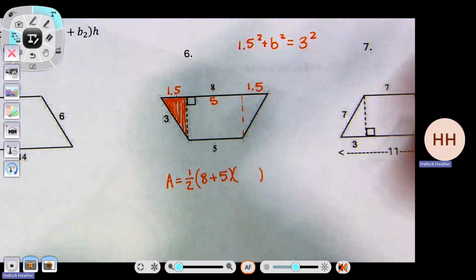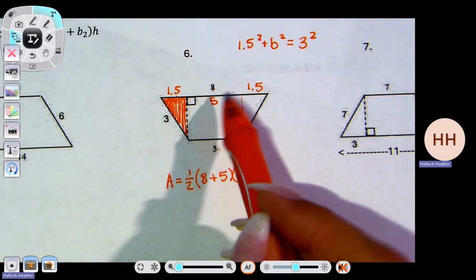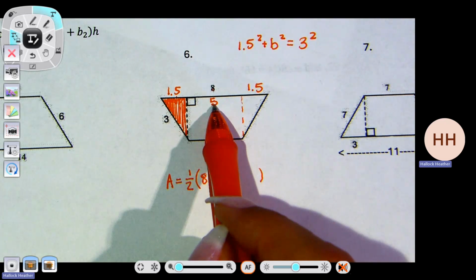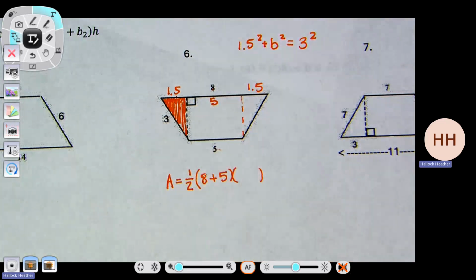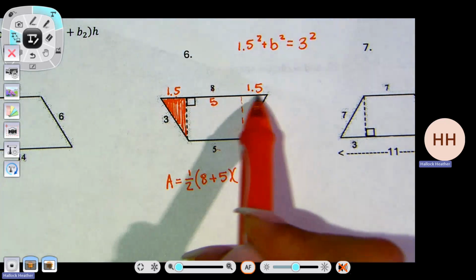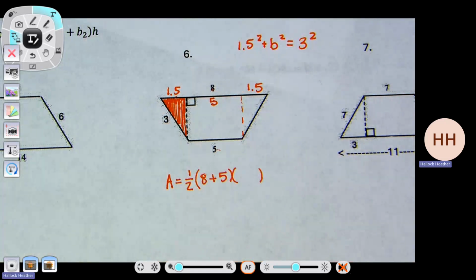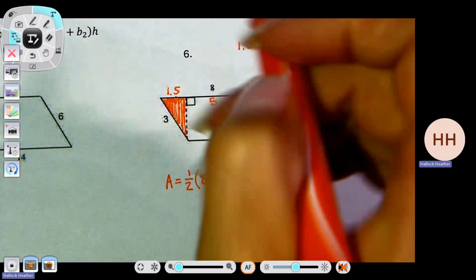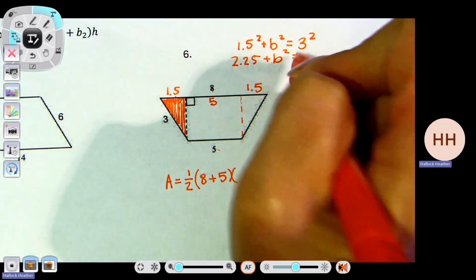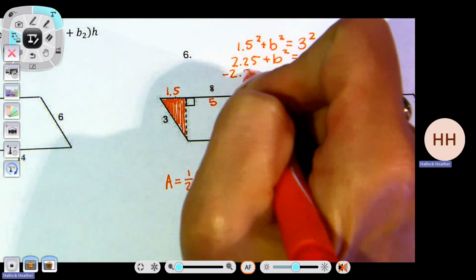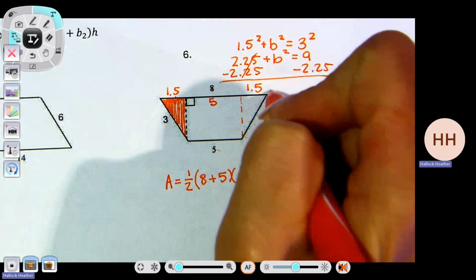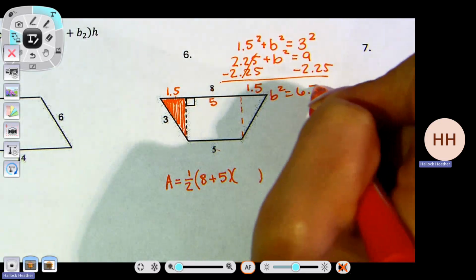So if I take 5 and I scoot it up here, the whole thing is 8. If I minus 5 and 8, I get 3, correct? But I can't just put 3 over here because the same exact triangle is also on this side. So this is like 2.25 plus b squared equals 9 minus 2.25. 6.75.